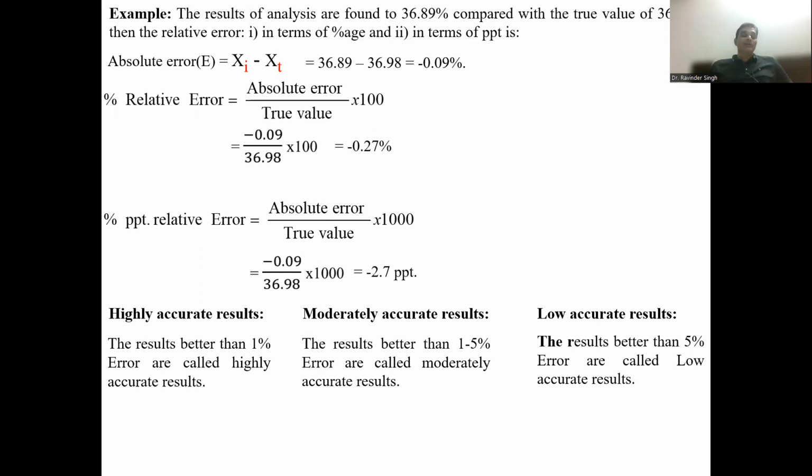So these are the three different terms related to the accuracy of the results. Which type of results are called highly accurate, which type are called moderately accurate, and which type are the low accurate results. So you must memorize that data. Next one, the calculated value.